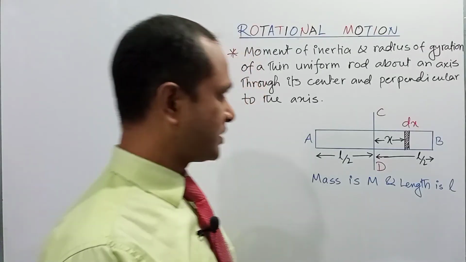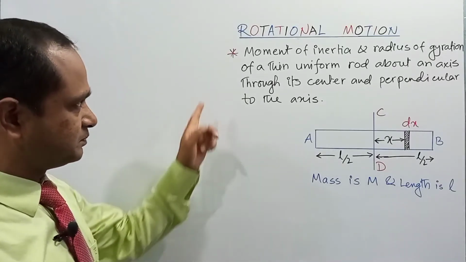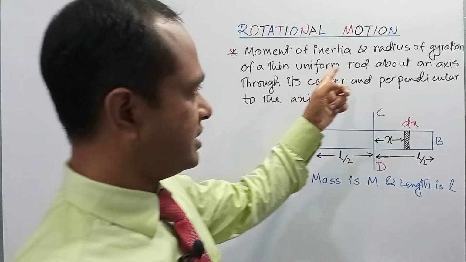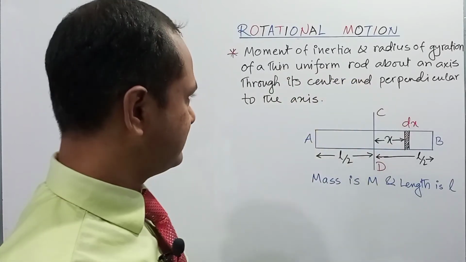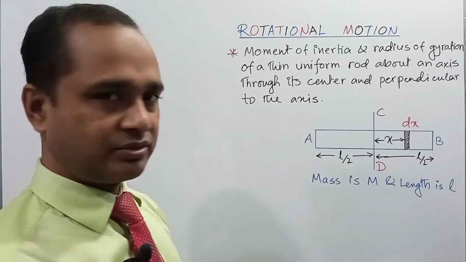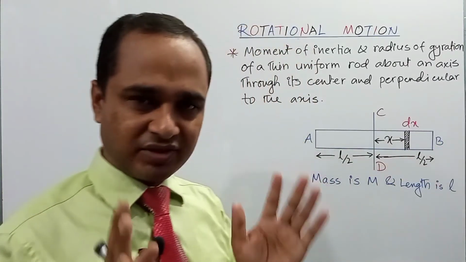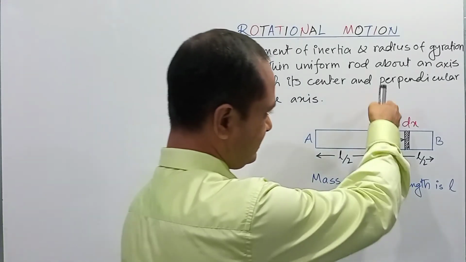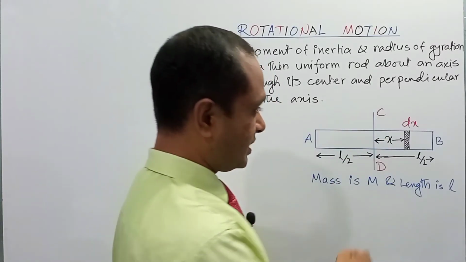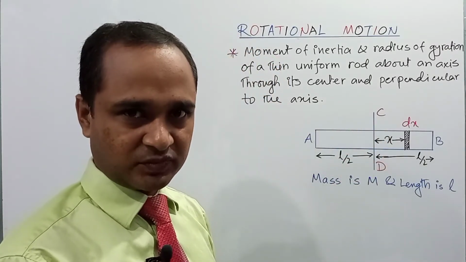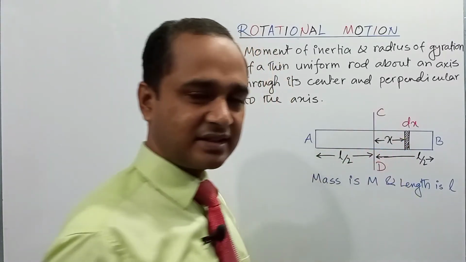These are very important definitions for rotational motion. Now we are going to see an important expression of moment of inertia, a special case: moment of inertia and radius of gyration of a thin uniform rod about an axis through its center and perpendicular to the rod. In the figure, dear student, suppose AB indicates a thin uniform rod and CD is an axis which passes through the center of the rod and is perpendicular to the rod. We need to determine the moment of inertia of the rod about the axis and the radius of gyration of the body.